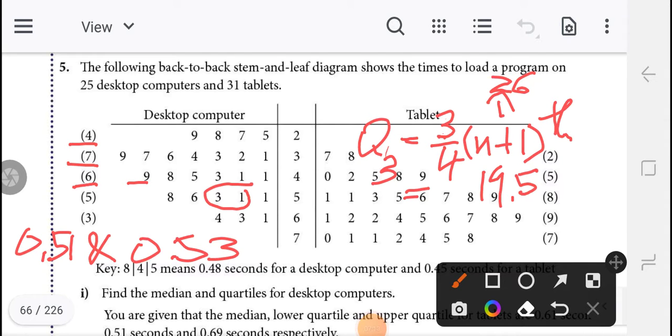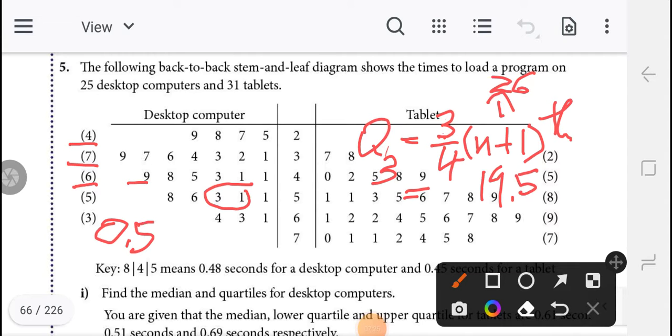The number in the middle of 0.51 and 0.53 is 0.52. So 0.52 seconds is our upper quartile.